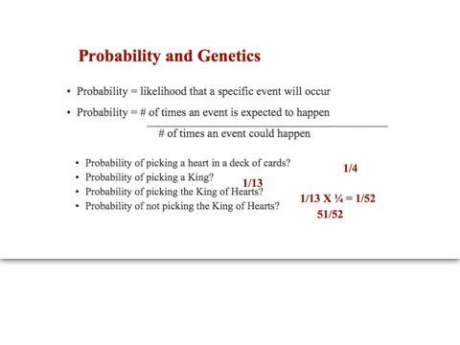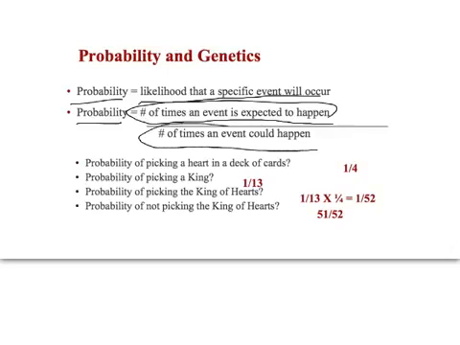Okay, so it turns out that we can also explain all of these ratios using probability. And we're going to talk about probability now, and it's not going to come back for quite a bit later in the unit, but it's kind of interesting to talk about it now while we're still dealing with some simple genetics. So what probability is, it's the likelihood that a specific event will occur. And you can calculate probability as the number of times you expect an event to happen over the number of times an event could happen.